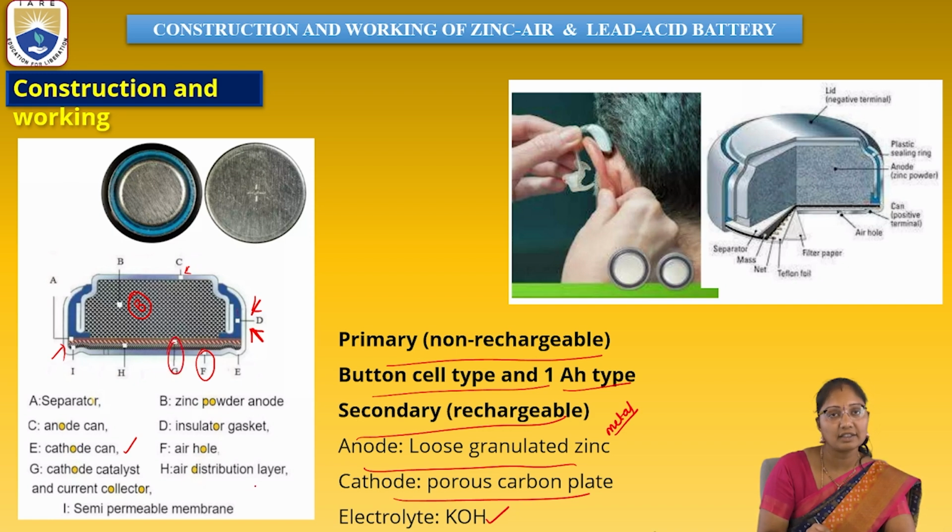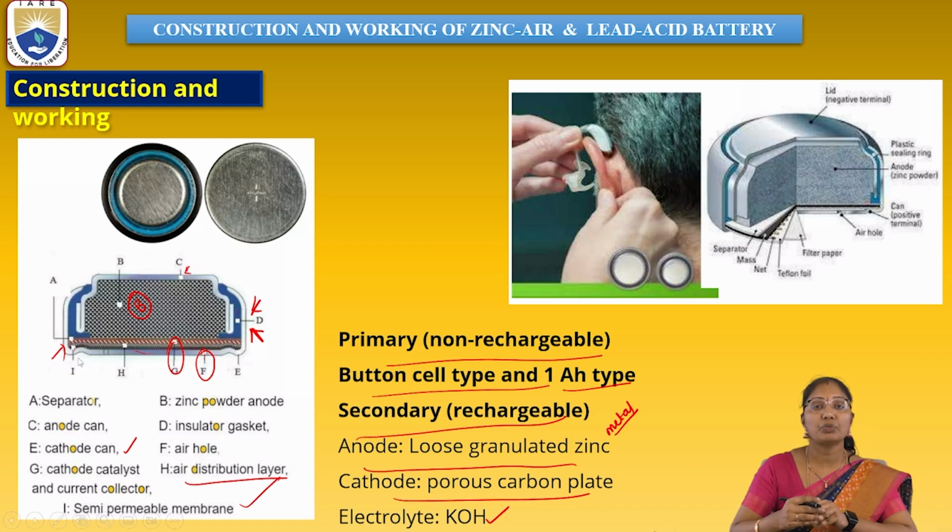H is the air distribution layer. The air enters the membrane through this layer, which is the air distribution layer and current collector, and I is the semi-permeable membrane. Through this semi-permeable membrane the oxygen from the air enters the electrolyte. The electrolyte is KOH, and it gets activated there and thereby reacts with the zinc metal present in the battery.